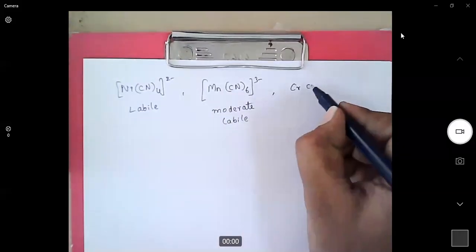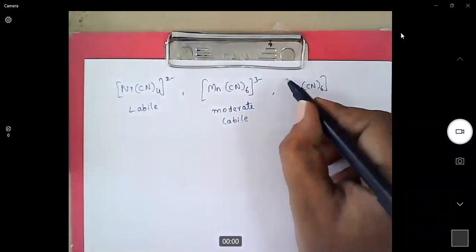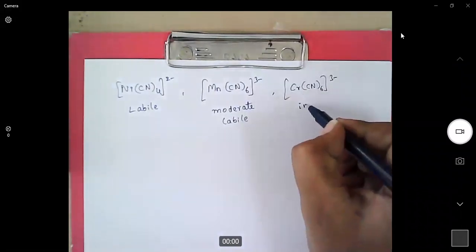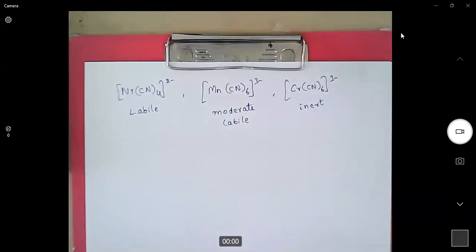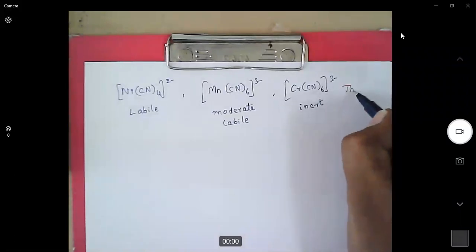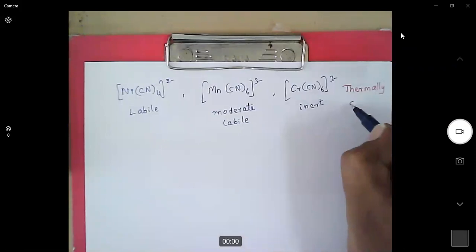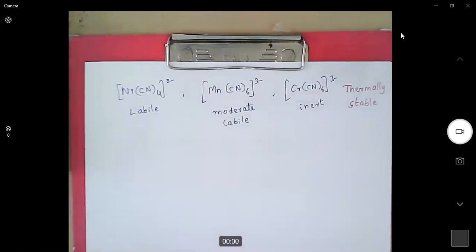Whereas the hexacyanochromate(III) ion is inert. It is an inert complex. It will not be involved in the reaction. But remember, all these complexes are thermally stable. All three complexes are thermally stable. So please don't confuse thermal stability with kinetic stability.